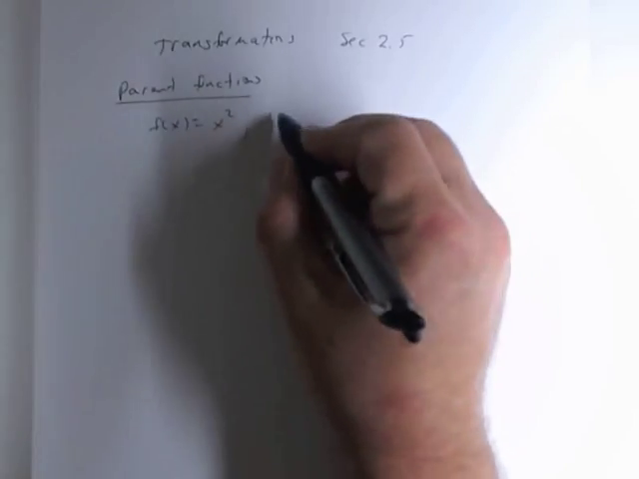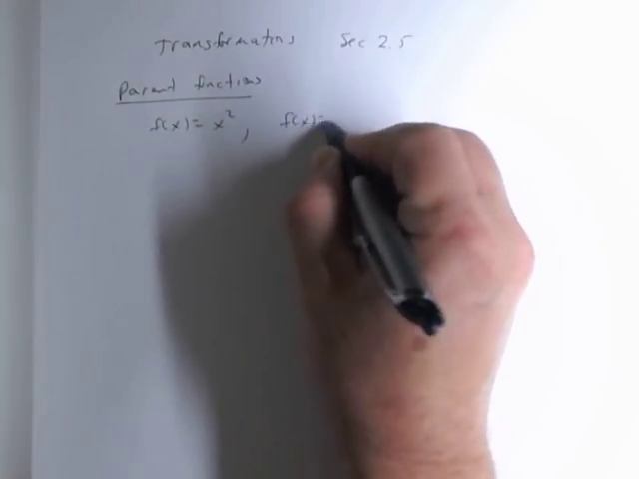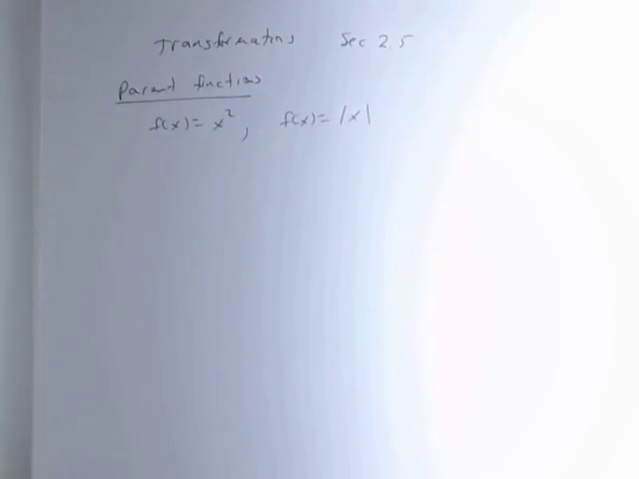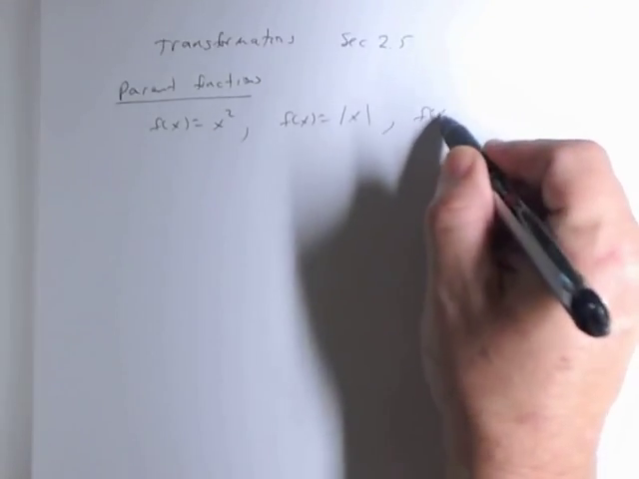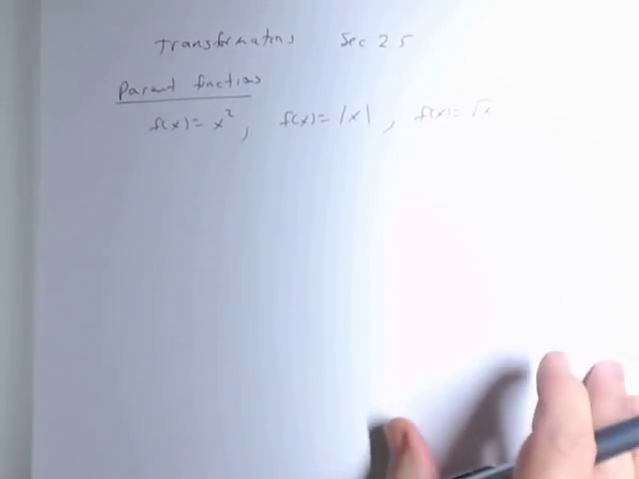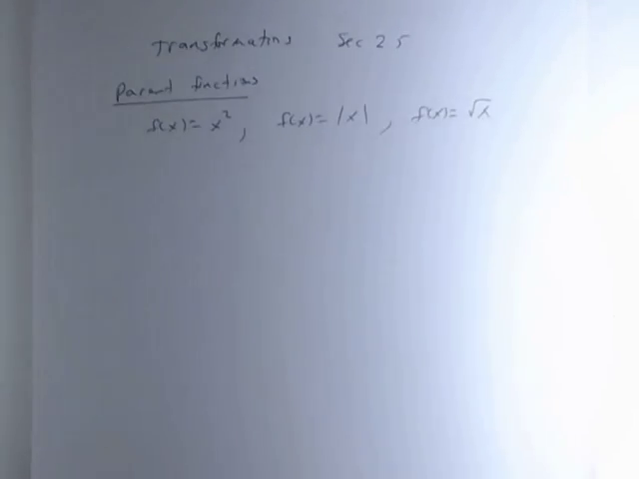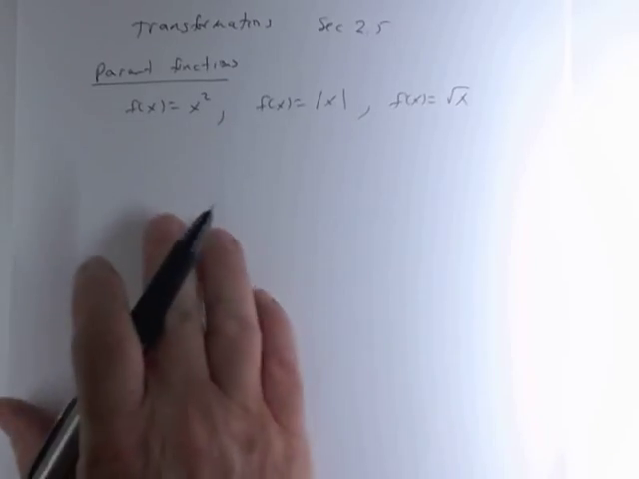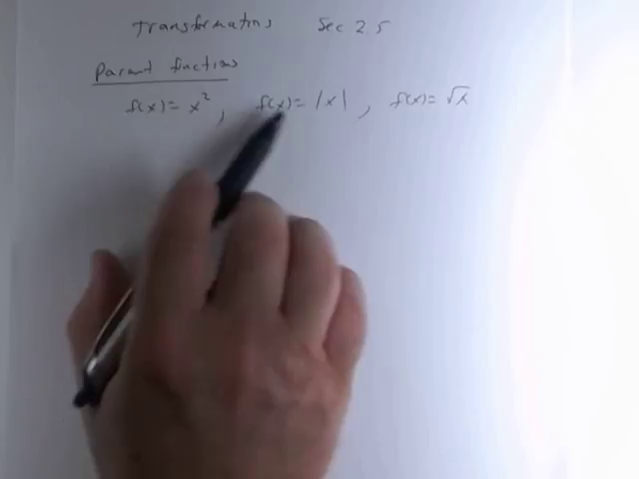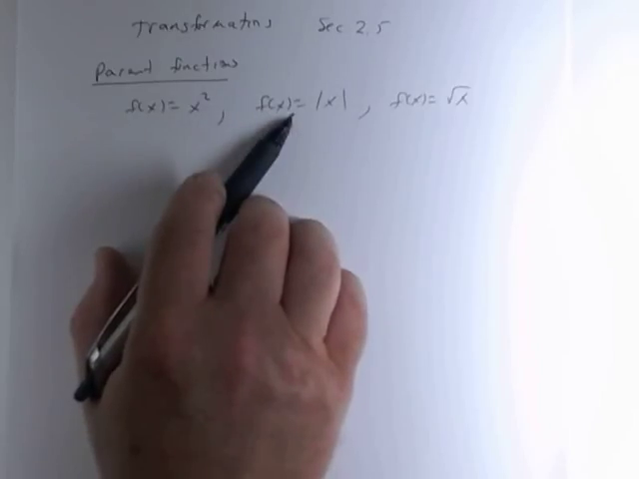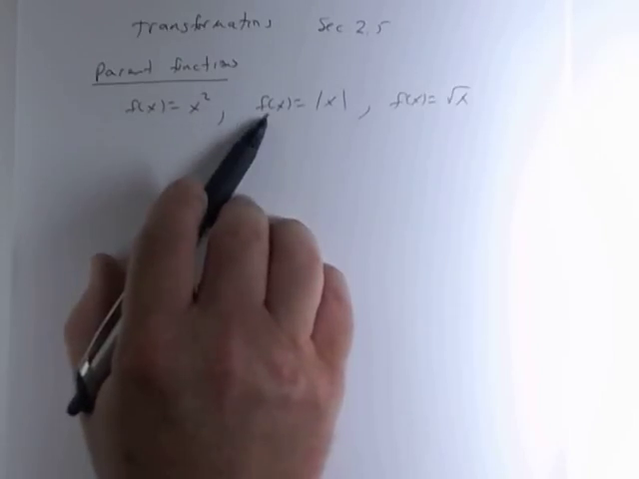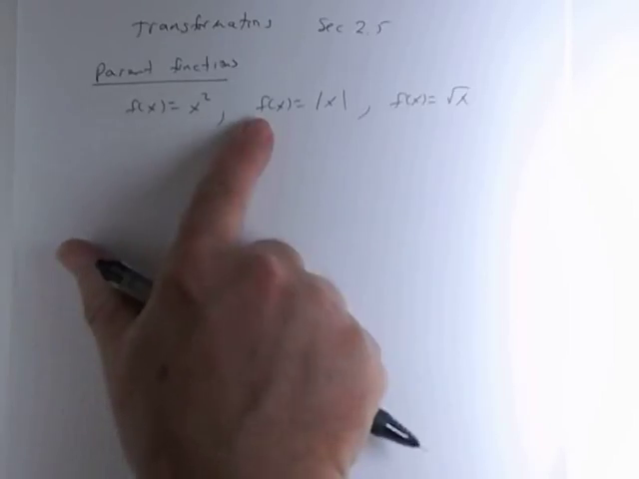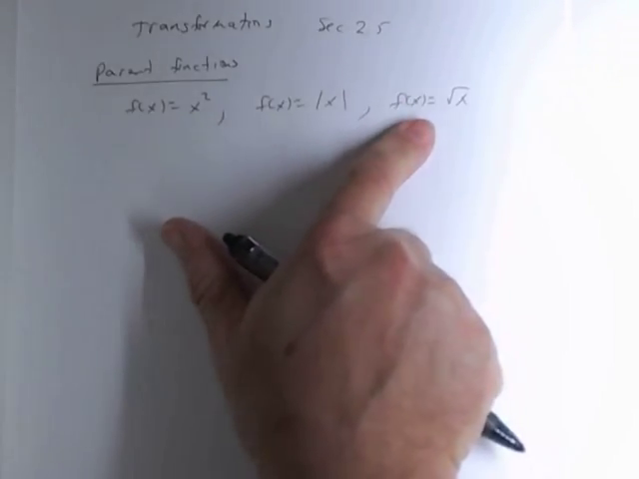And then the other parent function you're going to have to deal with is the absolute value function. And then the other one is the square root function. So those are your three parent functions that you need to be able to graph. Now, these two right here involve 5 points that you have to translate. So you're going to use the same 5 points each time. 5 points for this one, 5 points for this one, and for this one we'll use 3.